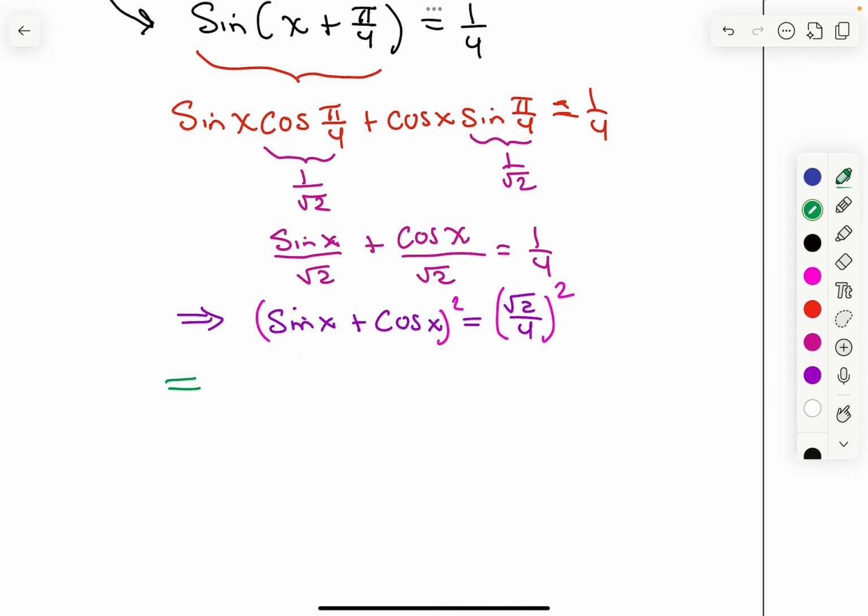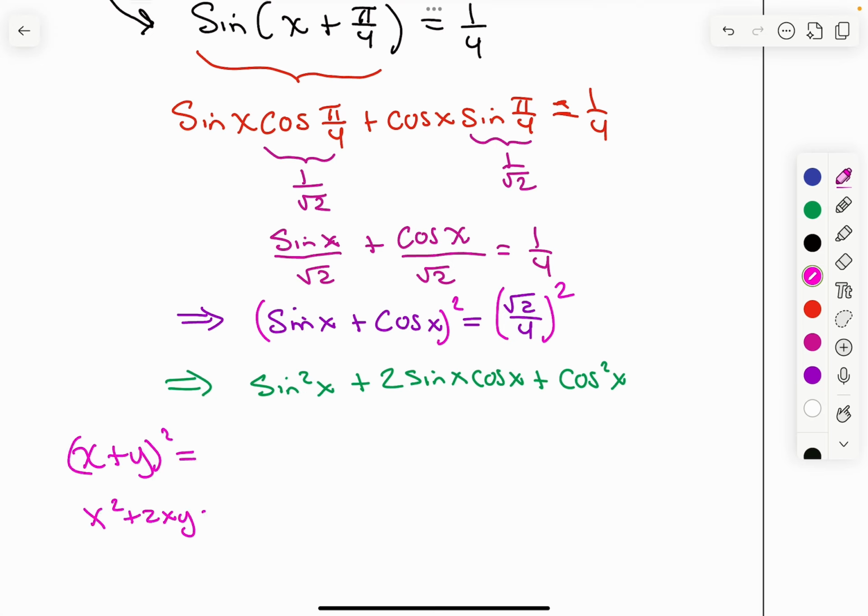So recall that sine of x plus cosine of x, squared, would be sine squared plus 2 times sine of x cosine of x plus cosine squared. Okay, again, maybe just if you're not sure what I did, I'm just saying this is obviously true, just expanding that little binomial. And this is supposed to equal the right side, which squared would be 2 over 16, or in other words, an eighth.